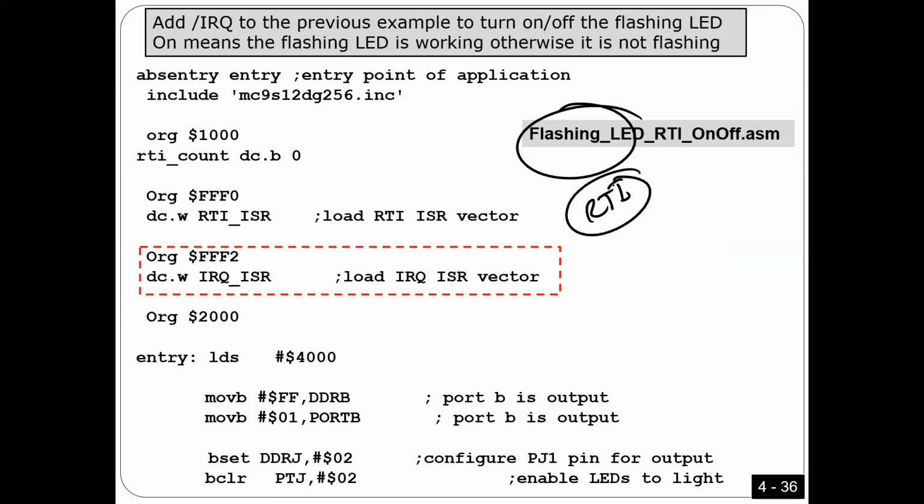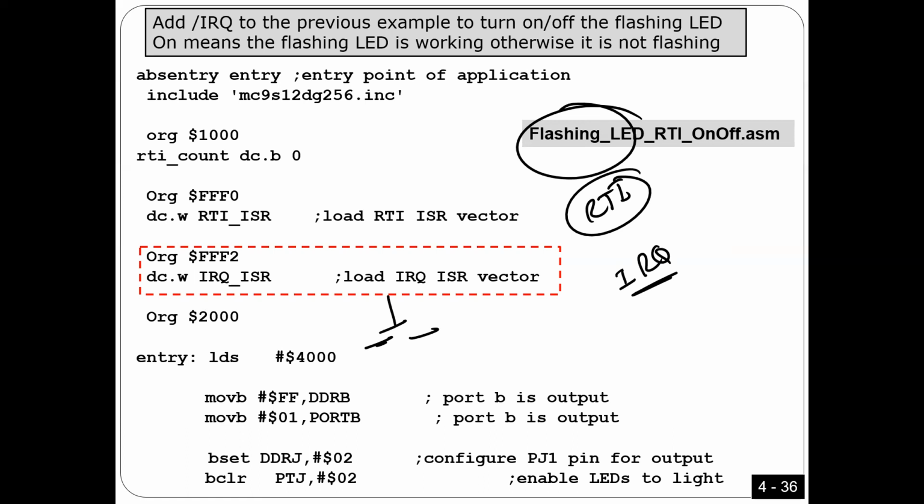So RTI is going to do the flashing. But what IRQ should do is turn the flashing on or off. I have here a button. Every time I press the button, if flashing is on, flashing goes off. You got what I'm saying? When I press it again, if it is off, it should be on, and so on. Okay, how can I do it?